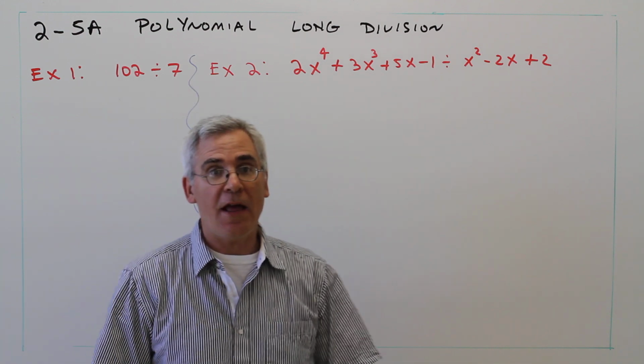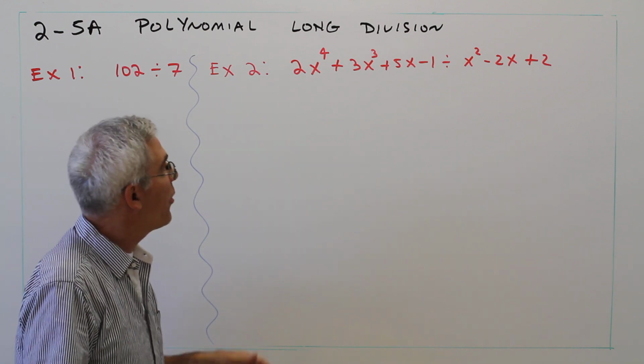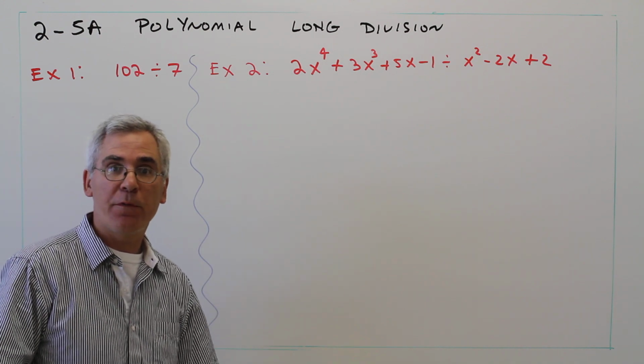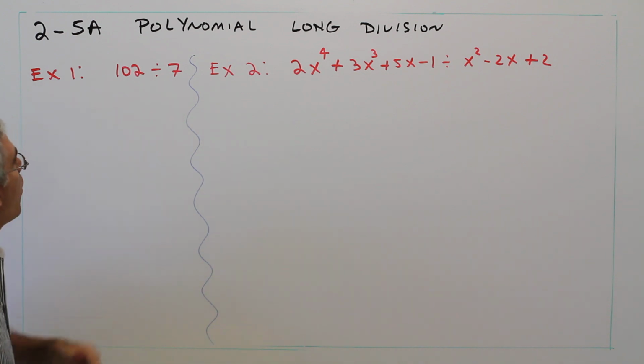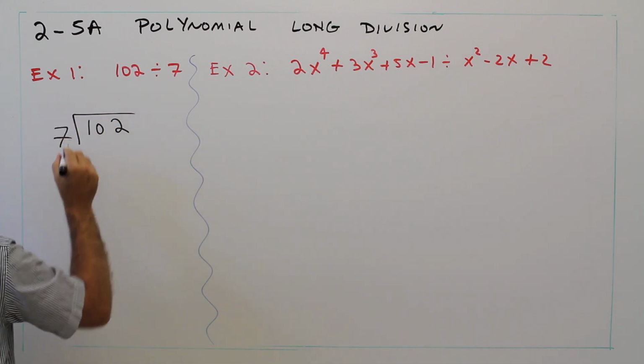This is lesson 2-5A, polynomial long division. I'll start with an example from 3rd grade, then we'll do an example from Algebra 2. 102 divided by 7. Step 1, we write it in this familiar notation.